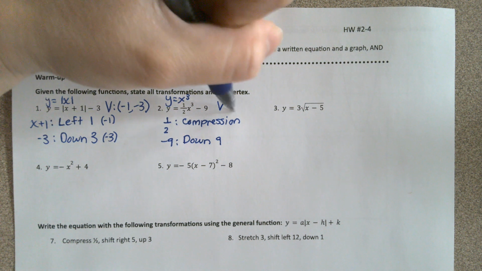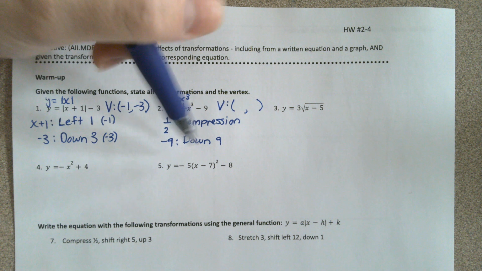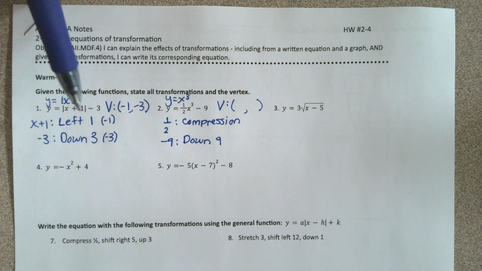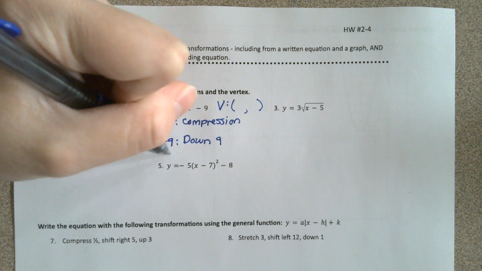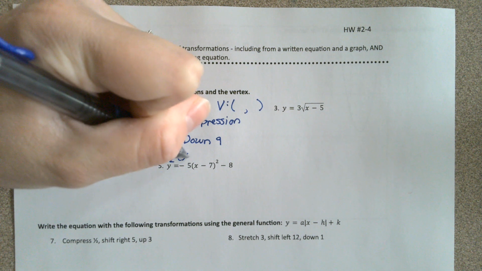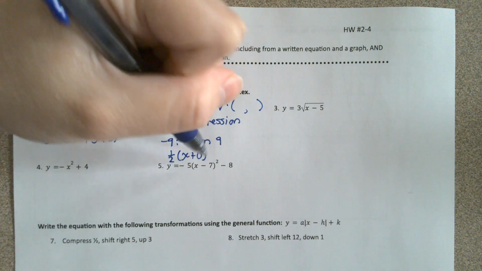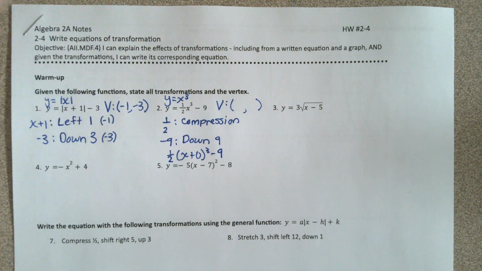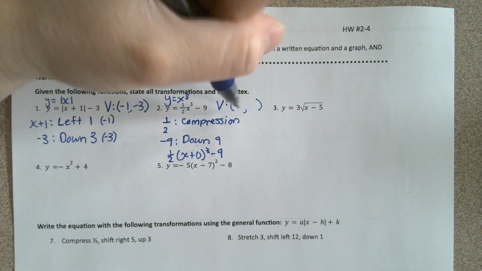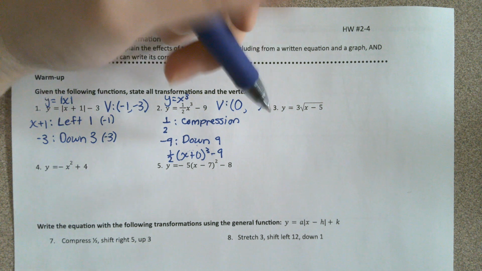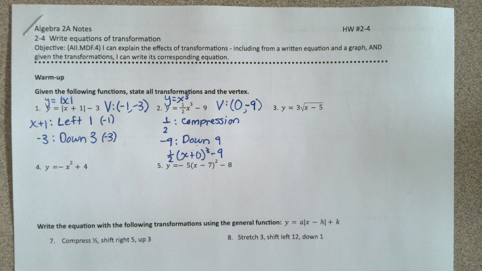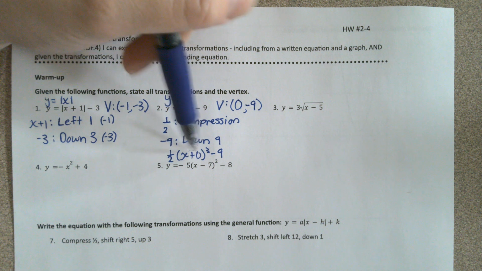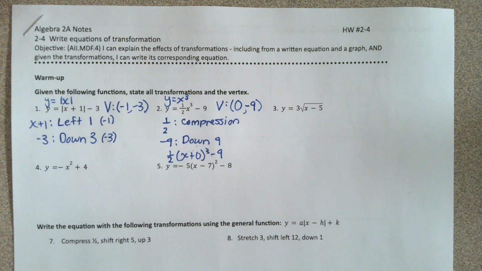For our vertex, we're not given a left or right transformation like we were in number 1. So I'll show you how this would look. I do have room down here. If I write this out fully, this equation is the same thing as 1/2 times x plus 0 cubed minus 9. So since we don't have a left or right transformation, it's just a 0 for our h value, and then negative 9 like usual. So the point being, if there's no transformation inside with x, then you treat that as a 0.